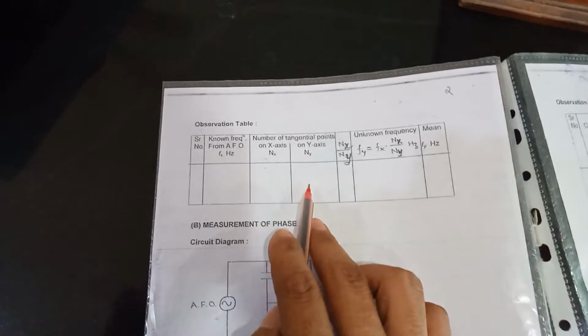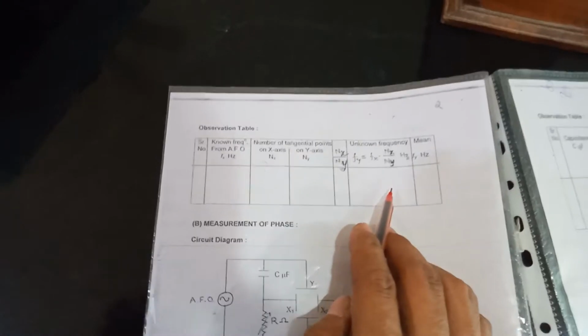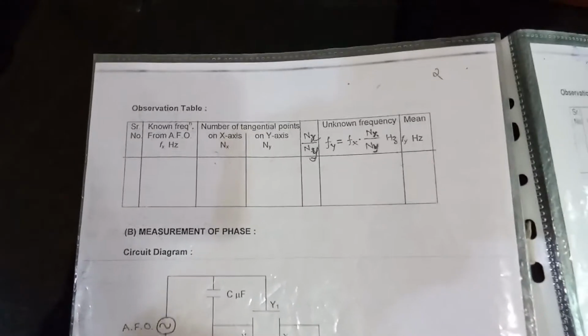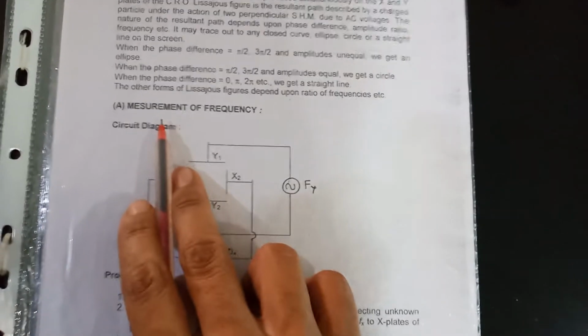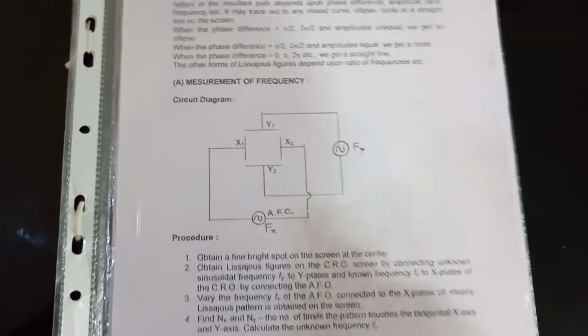So now you have to write nx, that will be 3, and ny will be 1. So this will be 3 by 1, and it will be for 3 readings. Then you have to find out the mean of that frequency. So this was the first part, that is the measurement of frequency using CRO.